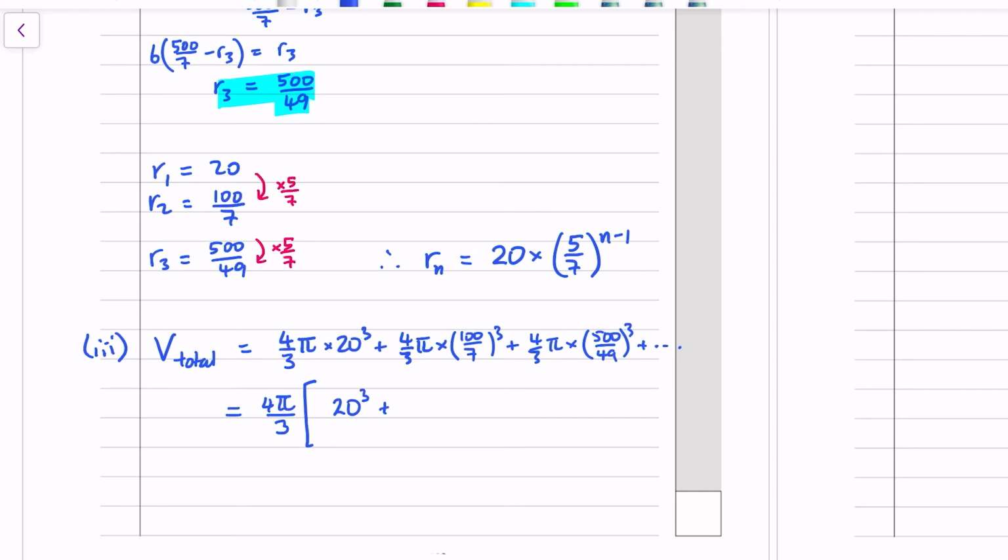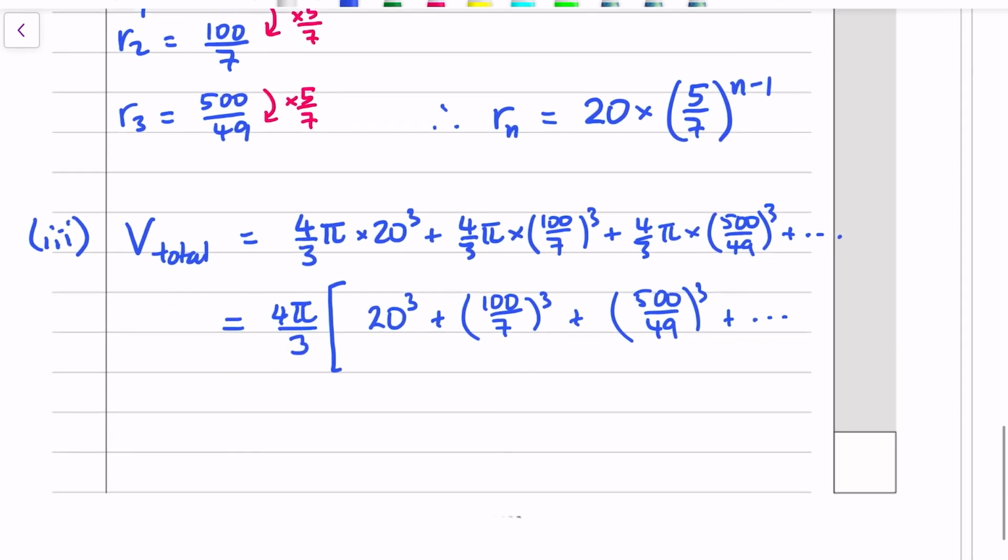plus 100 over 7 all cubed plus 500 over 49 all cubed, going on to infinity. And the reason why the second part of the question was in there was to assist us with the fact that there is a common factor of 20 in all of these expressions. Okay, 100 over 7 is the same as 20 times 5/7, and this one here is 20 times 5/7 squared.